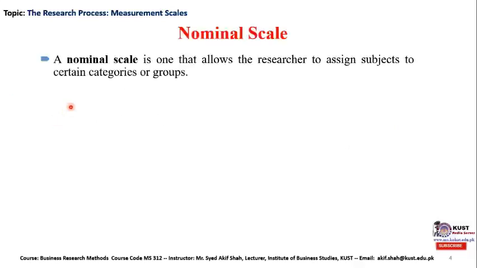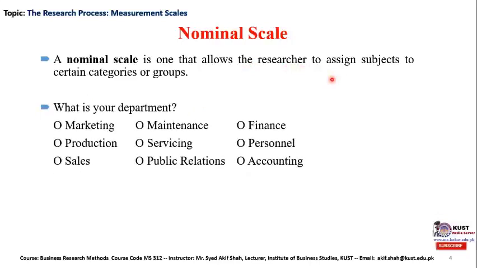Let's discuss the first scale, which is the nominal scale. Pertinent to our research problem, the variable may require us to collect the data on the basis of a nominal scale. Now, what is the nominal scale? A nominal scale is one that allows the researcher to assign subjects to certain categories or groups. For example, what is your department? In order to know this, you can opt for a particular category, that the employee belongs to the marketing department, or the production department, or the servicing department, or the accounting department.